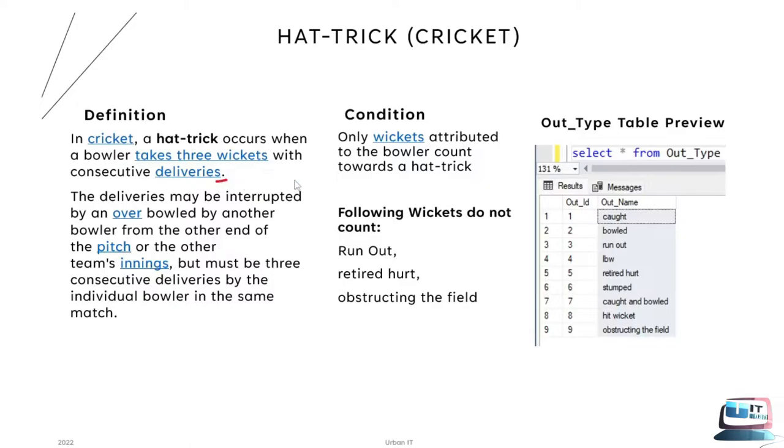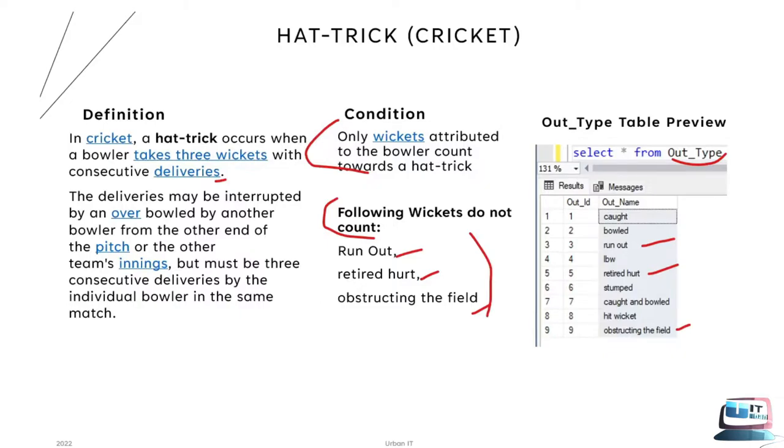But those 3 wickets have to meet this particular condition: only wickets attributed to the bowler count towards a hat-trick, which means the following wickets do not count: run out, retired hurt, obstructing the field, because these wickets go to the team, not to the bowler individually. For this information, we're going to use our next table, that is out type, which means we don't want to include the wickets that are either number 3, run out, number 5, retired hurt, or number 9, obstructing the field.